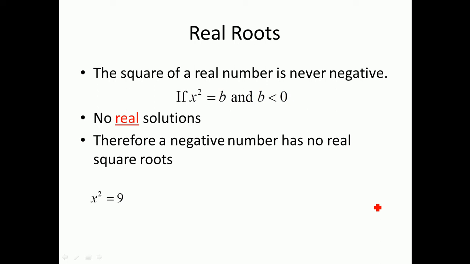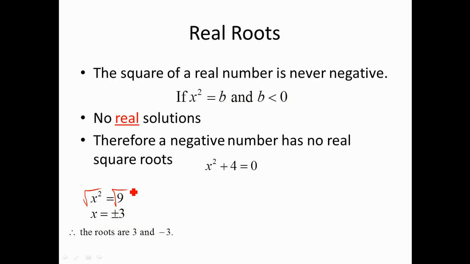Let's go through some examples with this. x squared equals 9. If I want to solve this, I take the square root of both sides. I'll get x on one side and plus or minus 3 on the other. So the roots of this are just going to be 3 and negative 3.